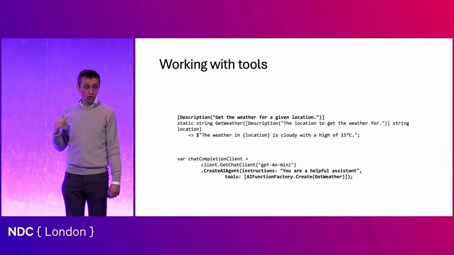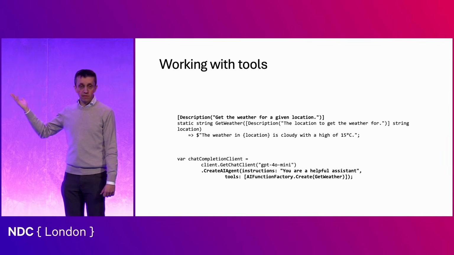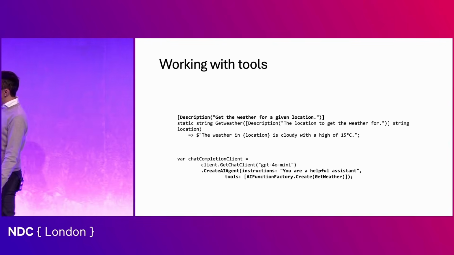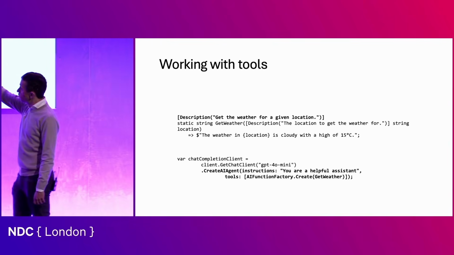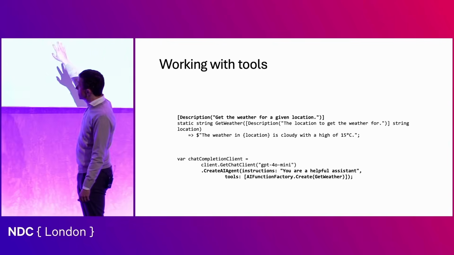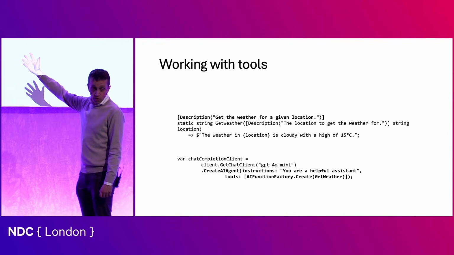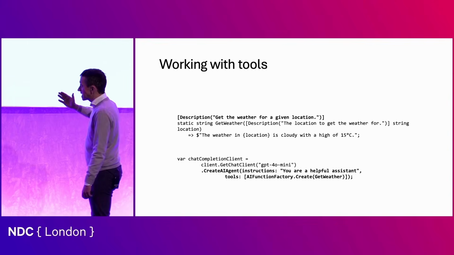The way that you work with tools, plugins, is the same as in Semantic Kernel. So it's now called a description that you pass in. You also see here that you have to be clear about what the role of the parameters is, because otherwise the model can't invoke it. It stays exactly the same.